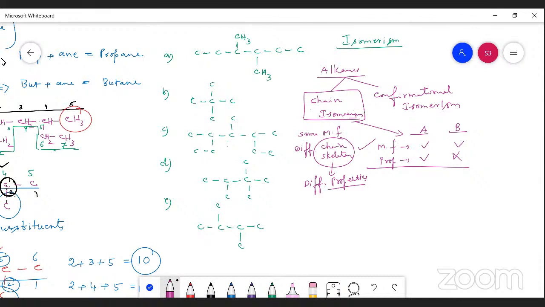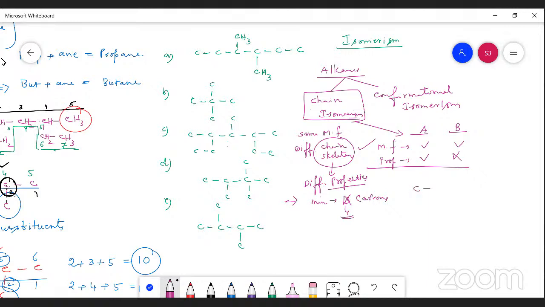See, chain skeleton. But remember that to show this chain isomerism, we need a minimum of 4 carbons. Minimum number of carbons is how many? 4. Remember that. Okay. So if there are 4 carbons, let us see.